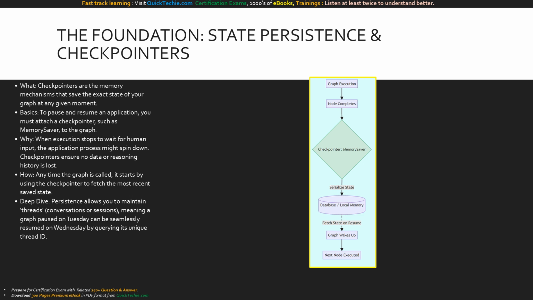This diagram shows the persistence layer in action. After a node completes during graph execution, the state hits the checkpointer, in this case, memory saver. It serializes the exact state and writes it to a database or local memory. Hours later, when validation is received, the dotted line shows the checkpointer fetching the state, allowing the graph to wake up seamlessly and move to the next node.